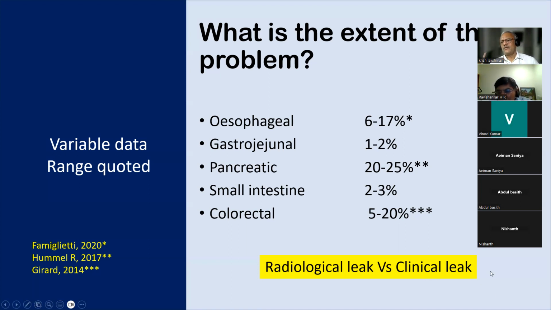The next thing we have to understand is the difference between radiological and clinical leak. What do you understand by that, Nikita? It's the way of diagnosis, sir.